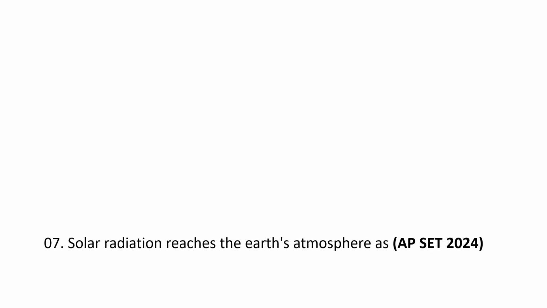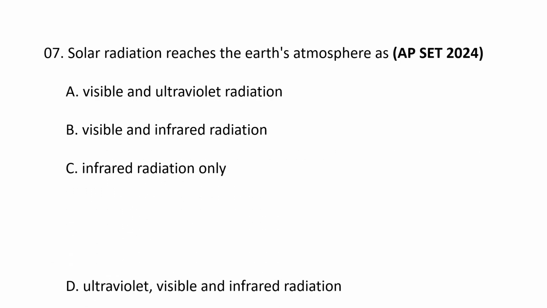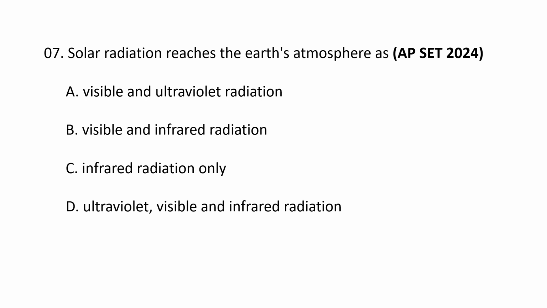Next question. Solar radiation reaches the Earth's atmosphere as A. Visible and ultraviolet radiation. B. Visible and infrared radiation. C. Infrared radiation only. And D. Ultraviolet, visible and infrared radiation.